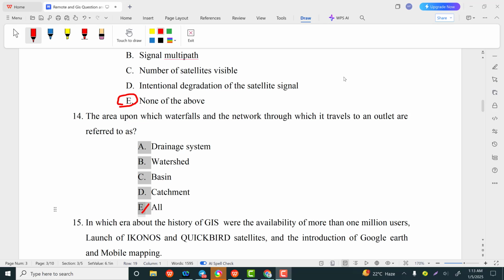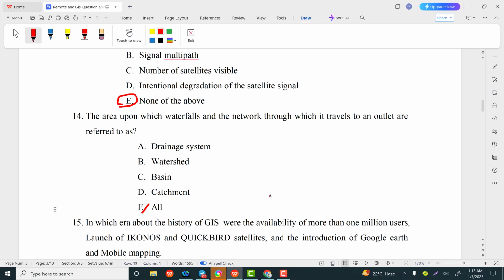On the other hand, watershed is typically referred to as a smaller land area that drains water into a particular stream or river at a specific location. Basin is defined as a larger geographic area that collects water flowing into a central outlet, such as a major river or any water area. Catchment is very similar to watershed. It refers to the area of land where water collects and drains into a common outlet. So all the alternatives are very similar, and the answer is E, all.